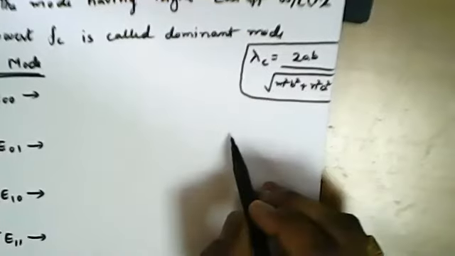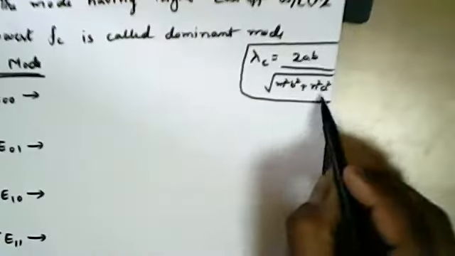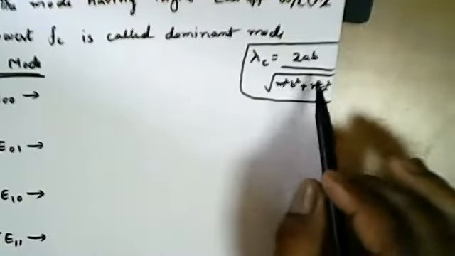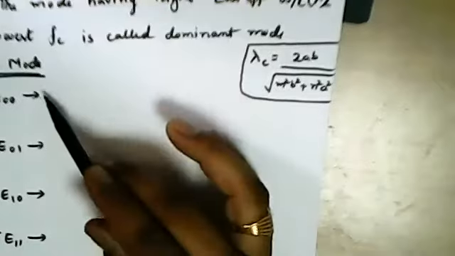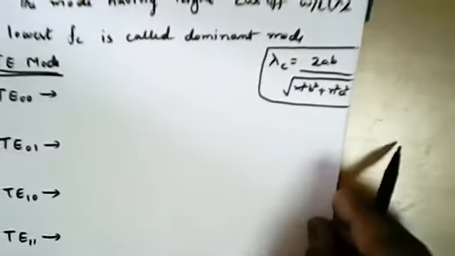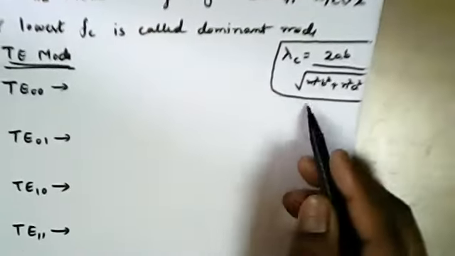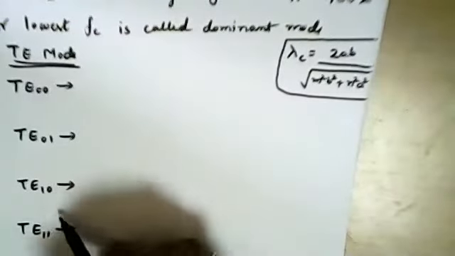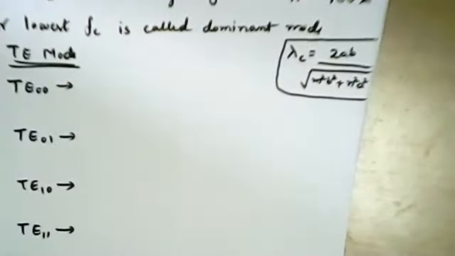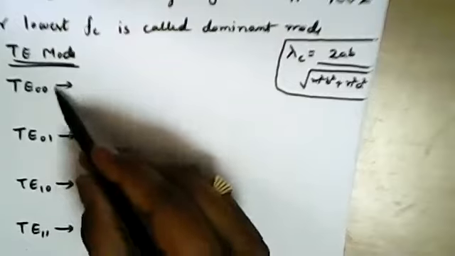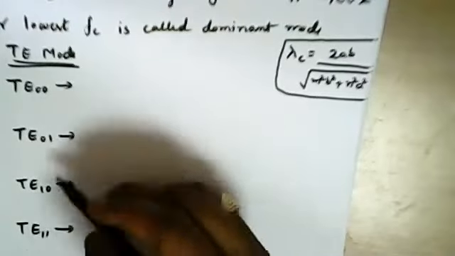m and n are the modes. Using this expression, we are going to calculate the cutoff wavelength for these four possible modes, and we can decide which is the dominant mode. On what basis can we decide? Simultaneously, I'm going to explain. From the definition, as I've told, the mode having the highest cutoff wavelength. So we are about to calculate now.